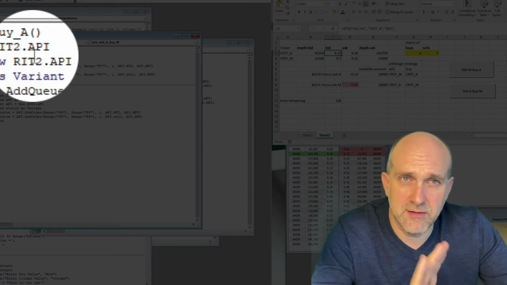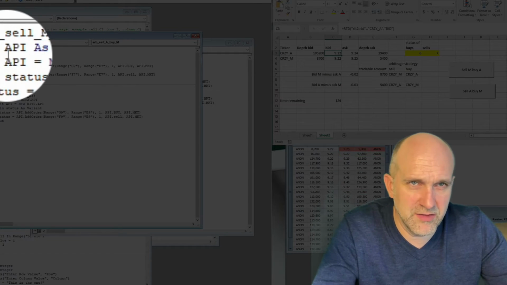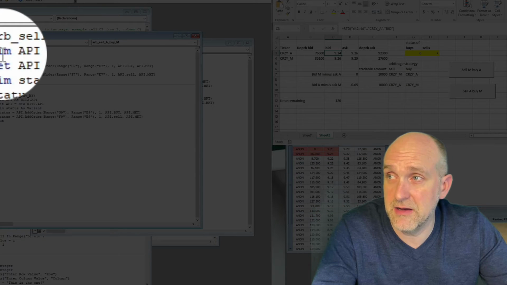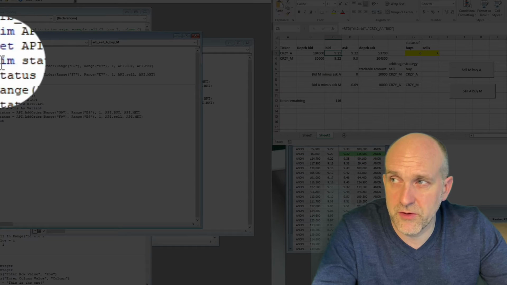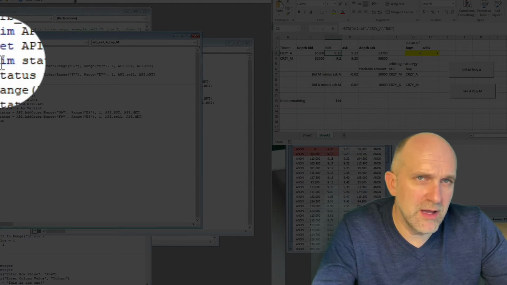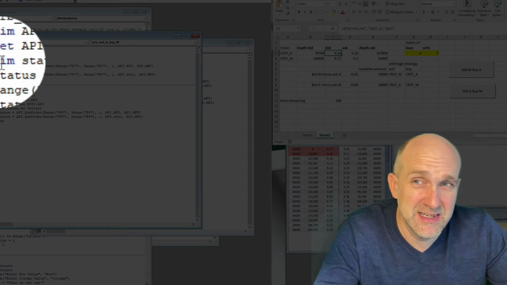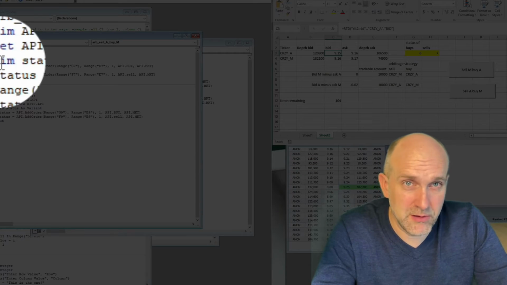And you can see this is all the same as in the last video. We usually have to have this preface whenever we want to use RIT. So this Dim API is RTI2.API, and so on and so forth. We have this dimension of the variable status that we use. We have to set it for variant. In fact, it could be multiple different things. It could also be a number. Basically, what we're saying is we're agnostic to what it means.